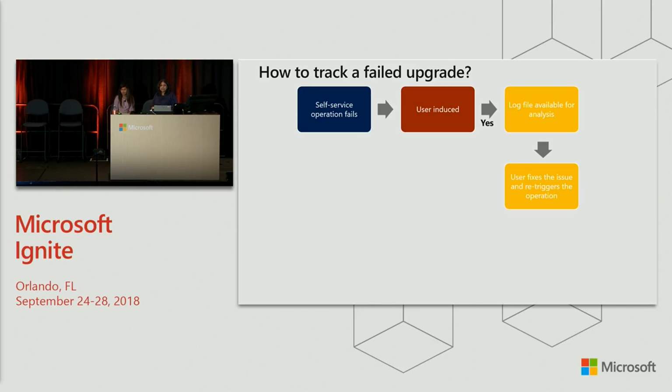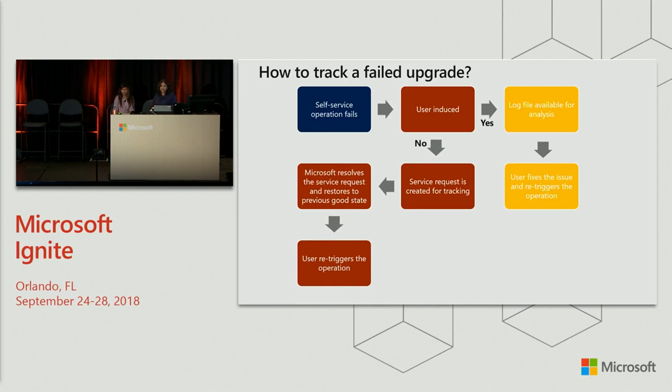If it is something that is not user-induced, in that case, what happens is we create a service request. So this is something that you should be familiar with if you've already worked with Lifecycle Services before. Essentially, we create a service request for tracking. Microsoft goes ahead and investigates the issue. But while we do that, we'll restore your machine essentially to the previous good state so that you can continue with your other operations. And once you get information about the issue having been fixed, you can go back and re-trigger the operation.